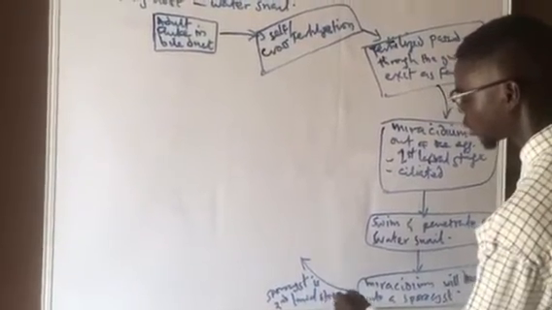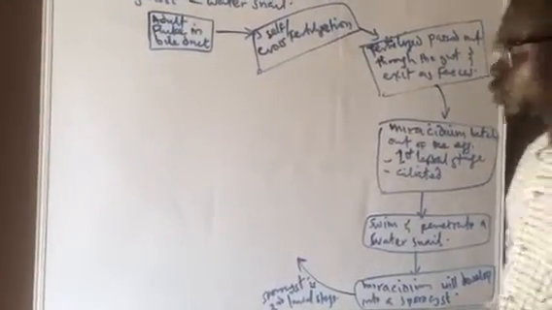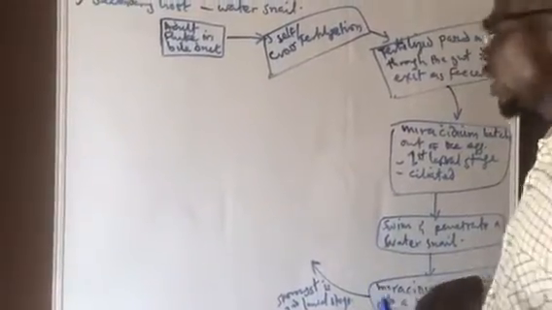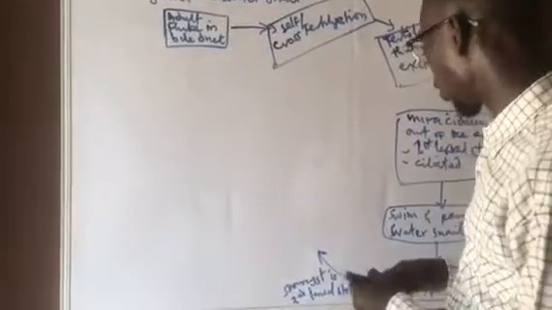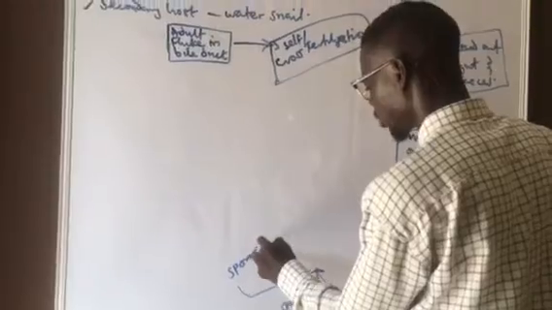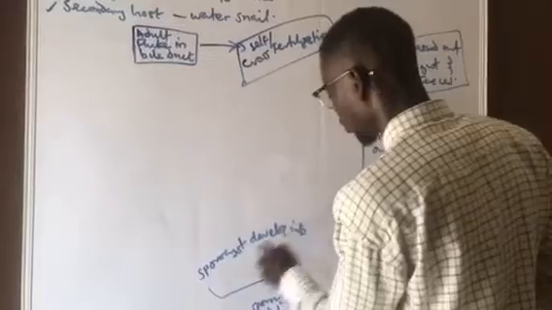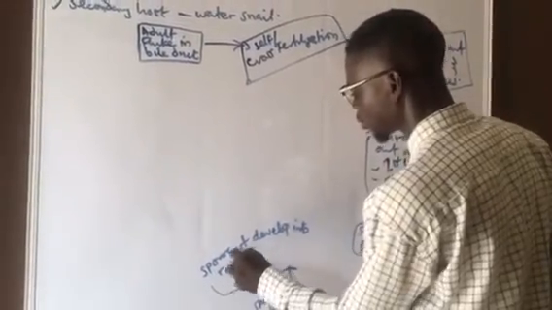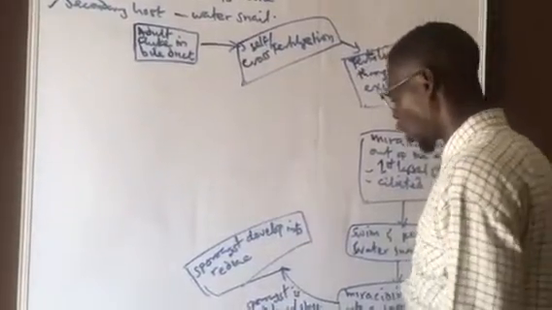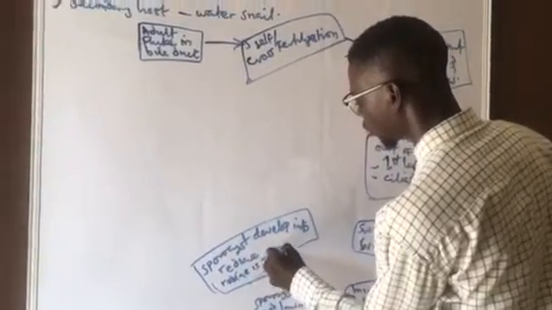And this sporocyst also will carry out development, and it will later develop into what we call redia. The sporocyst develops into the redia, and this redia is called the third larval stage. Redia is the third larval stage.